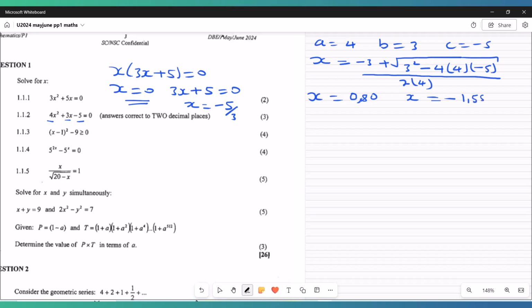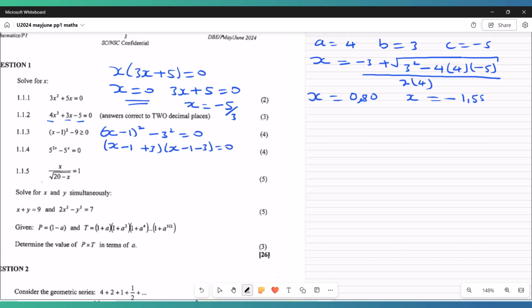Next they say we have to solve this inequality here. Because it is an inequality, we need to get the critical values by equating to 0. So we are going to solve x minus 1, bracket squared, minus 9, and 9 is the same as 3 squared, so we can say 3 squared equals 0. That is a difference of two squares, so we say x minus 1 plus 3, and x minus 1 minus 3, equals 0.